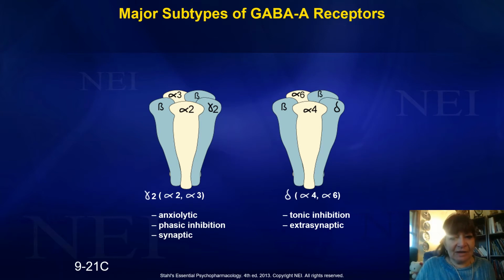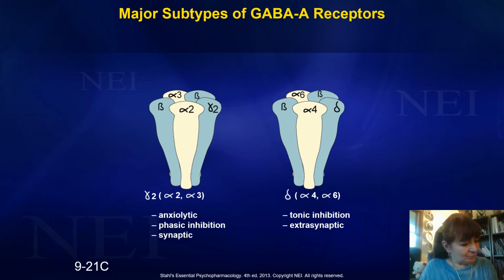So some GABA receptors are located on the synapse, and some of them will regulate anxiety and also boost inhibition. We call that phasic inhibition. Other receptors are located outside the synapse, and they have also different isoform configurations. They are implicated in the sedation effect from alcohol and anesthetics.